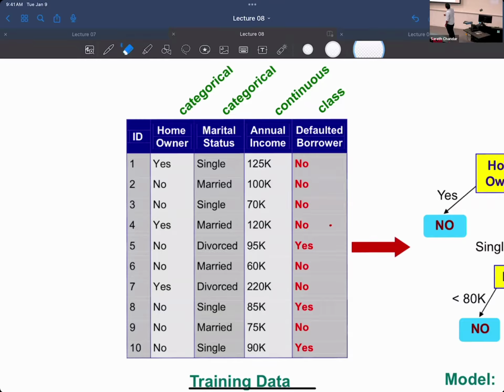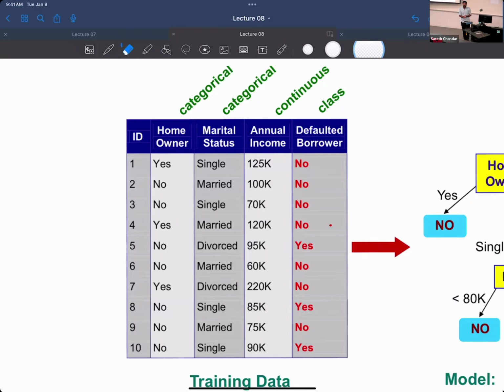So what does this application look like? Here they get a bunch of information. For example, whether you already own a home or not, which is a categorical feature, either yes or no. Then what is your marital status: single, married, or divorced. Your annual income. Depending on these three features, I'm classifying every candidate as a defaulted borrower or not. If someone is defaulted, then you don't want to give a loan to them. So that's the problem.